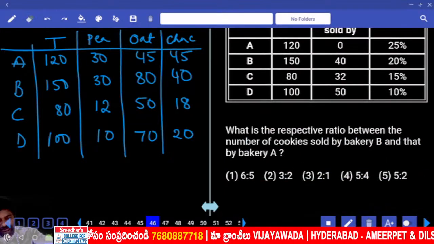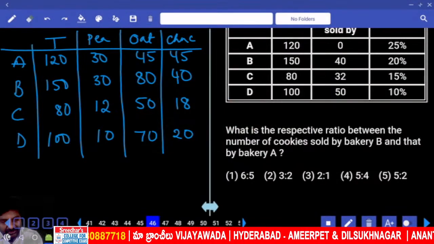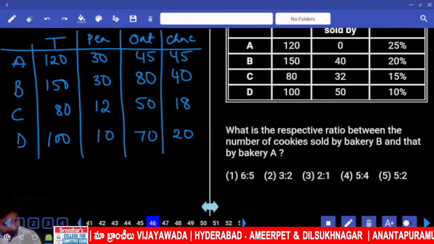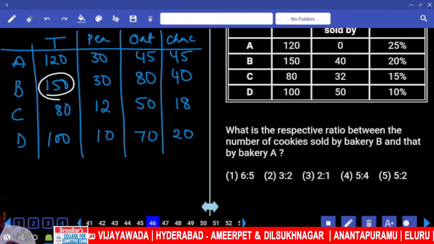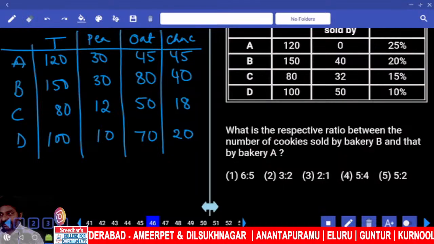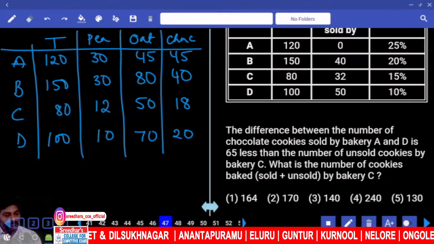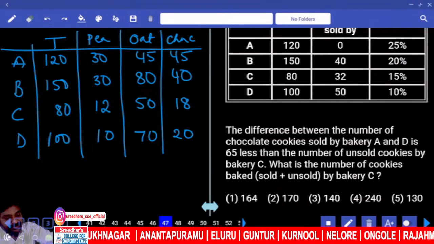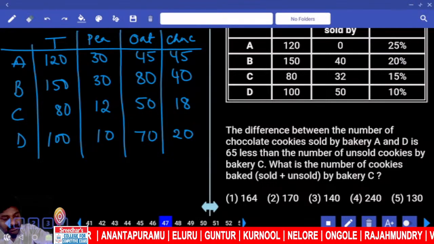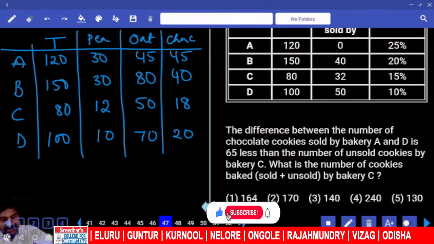Now let's start the questions. What is the respective ratio between the number of cookies sold by B and A? B is 150, A is 120. 30 cancellation, 5 times, 4 times. 5:4. Order is important.